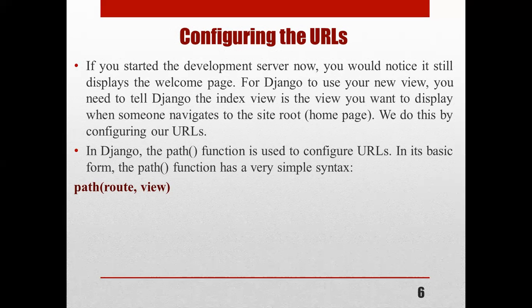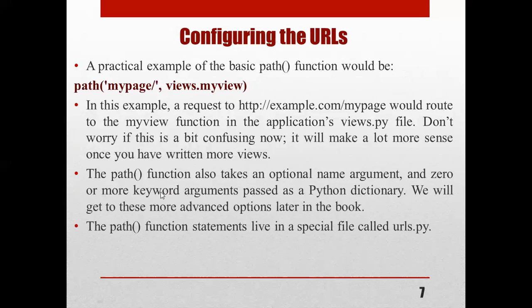Whenever we want to navigate from the home page to the new view, we have to configure the urls.py file. In Django, the path function is used to configure the URLs. Its basic form, or the syntax for the path function, is here. You can see path, and inside the brackets route comma view. This is the syntax for the path function. Here you can see an example for the path function: path, then this route and view. This route is my page and this is the view, views.my_view.